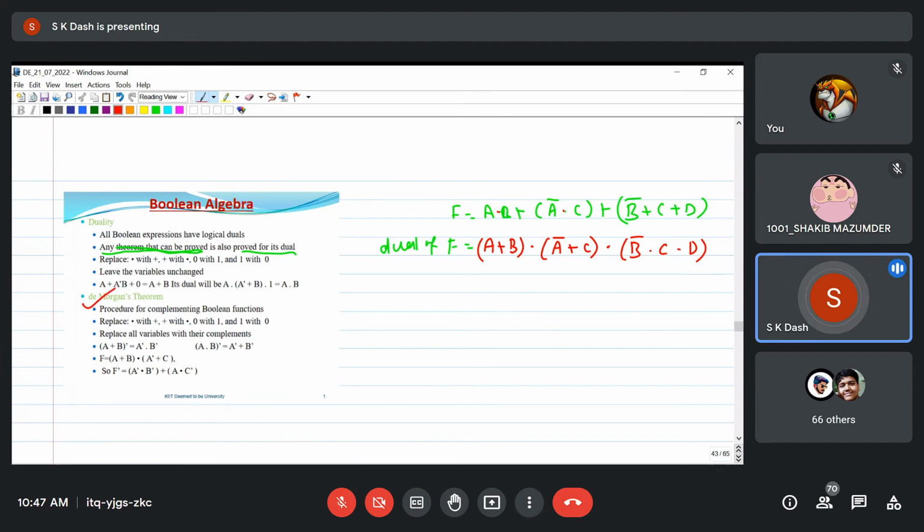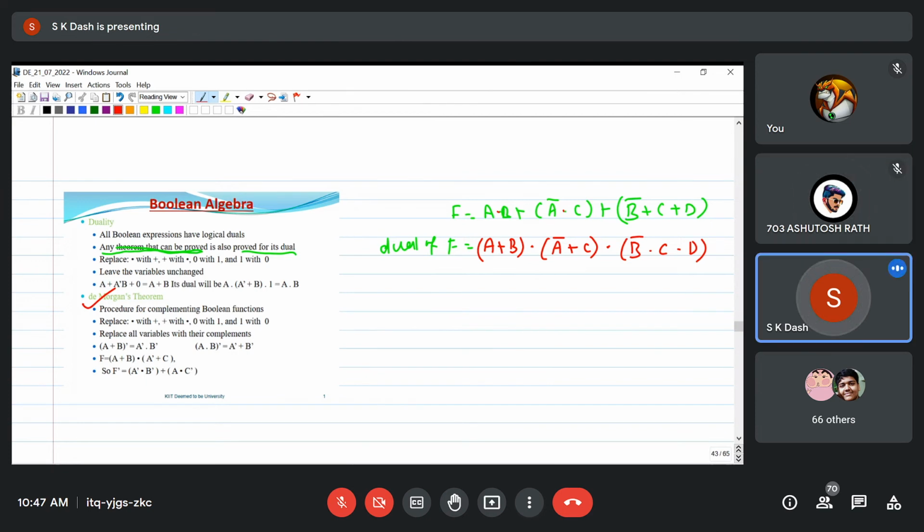Next is De Morgan's theorem. Sir, dual of 0 is 1 and 1 is 0, then shouldn't A be complemented as A complement and C as C complement? No, complement is different. We'll come to that complement. Complement we are not changing. Just we are going for the dual. Dual means we are only interchanging zeros with 1, ones with 0, plus with dot and dot with plus. Only that much. Okay, sir.